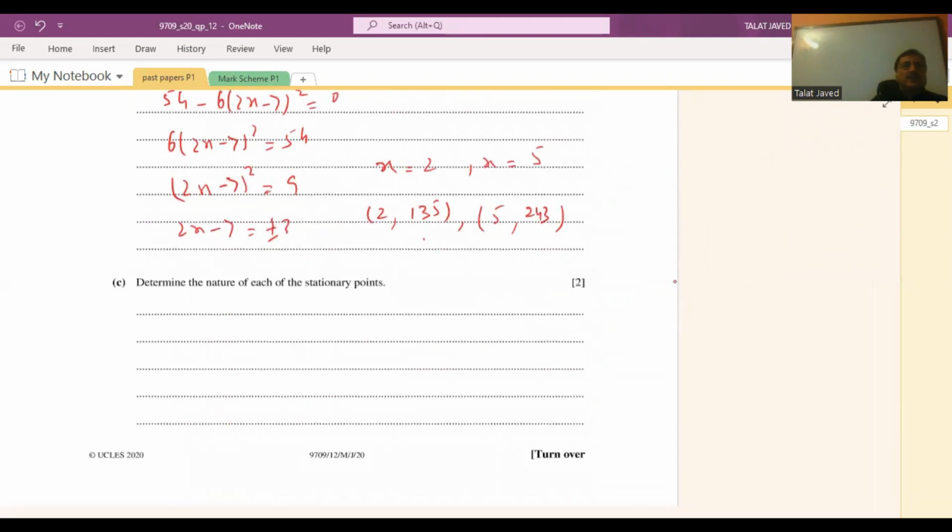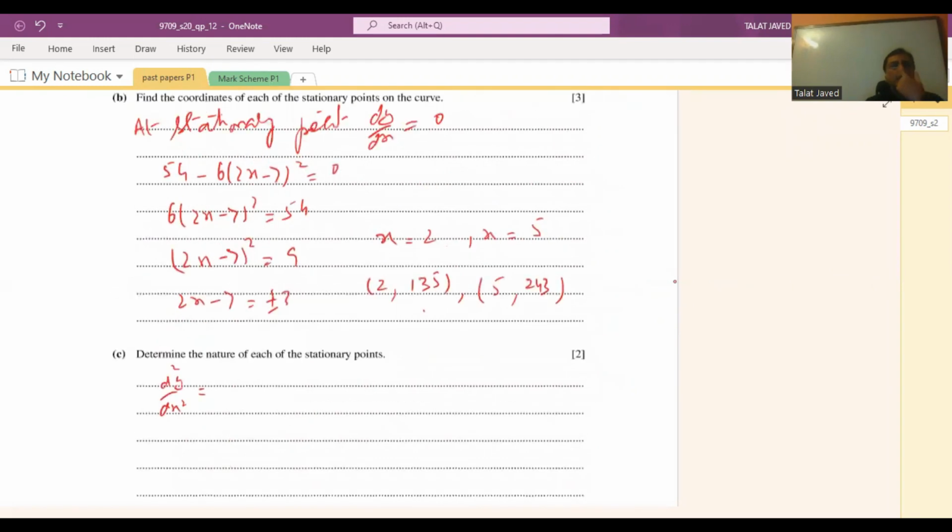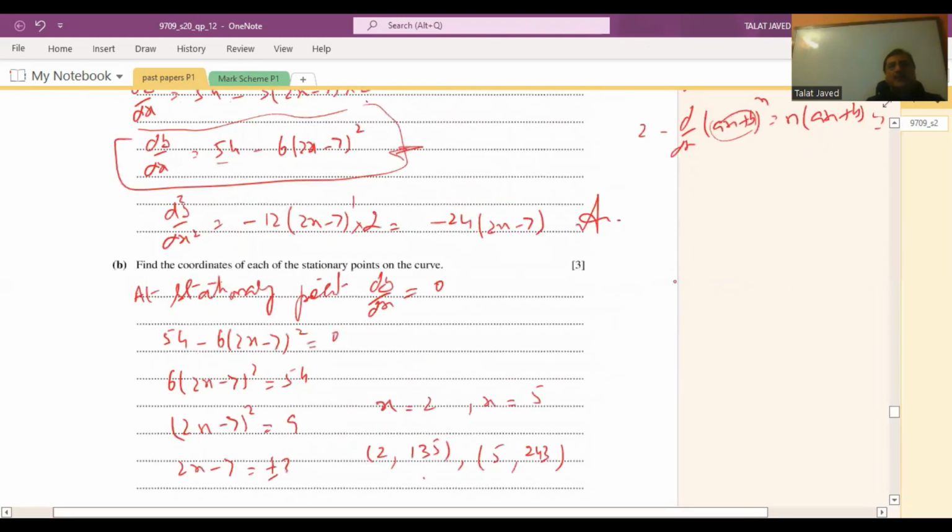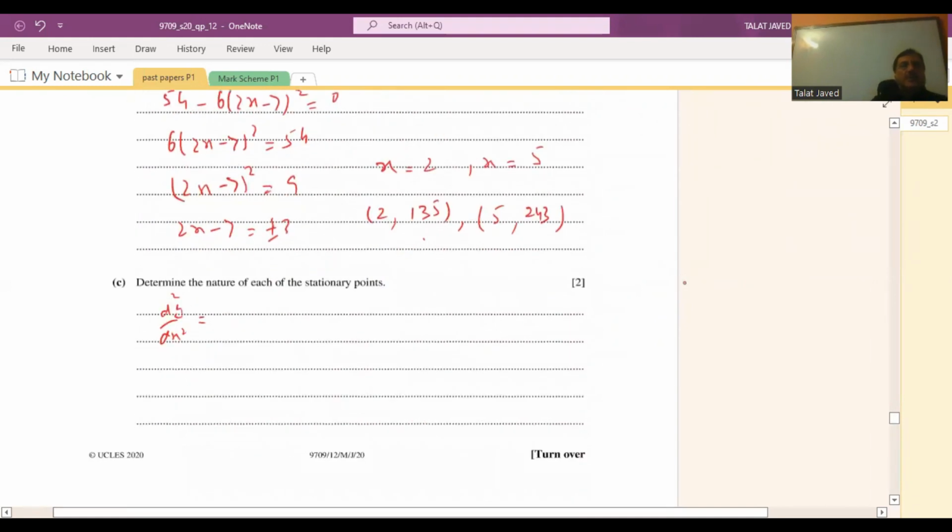To determine their nature, we need to define the double derivative, which is d square y by dx square. This is equal to minus 24 into 2x minus n. The double derivative is minus 24 into 2x minus n.